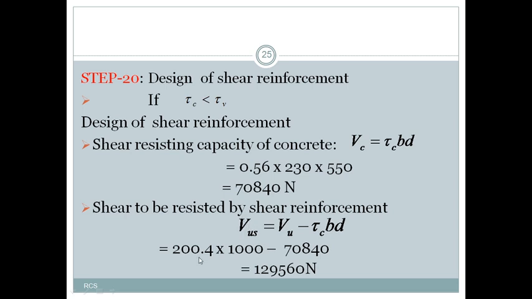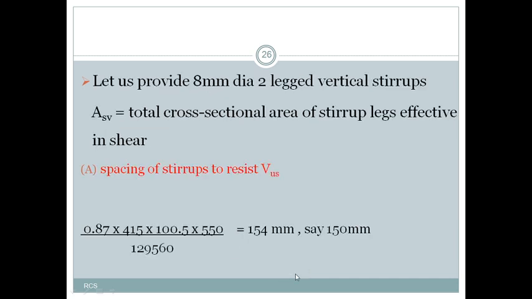Here we have 200.4 into 1000, that will become in terms of Newton, and tau C into BD you have already calculated here. After calculating that, VUC equal to 129560 newtons. So here, let us provide vertical stirrups. Those are 8 mm dia 2-legged vertical stirrups. The area of those is calculated as they have 2 legs. So pi by 4 into 8 square will get 100.5 mm square.